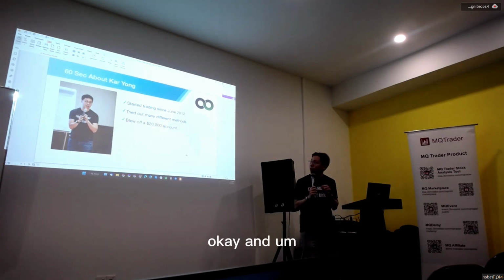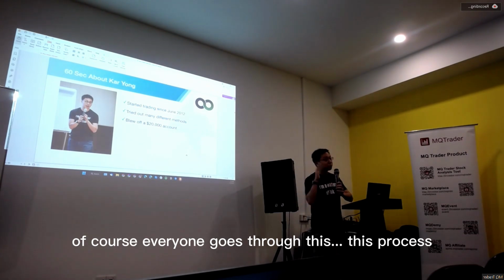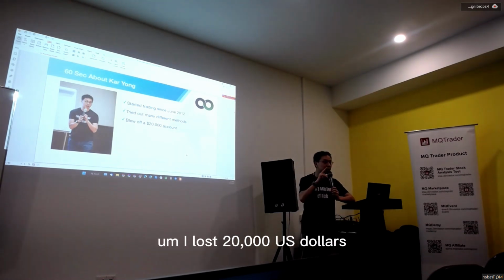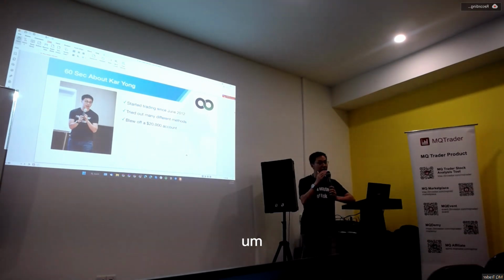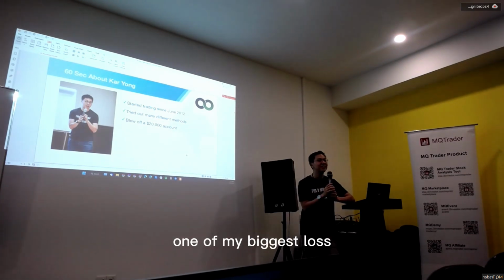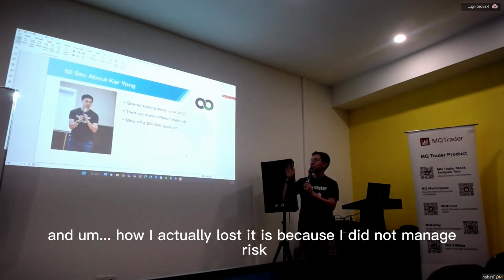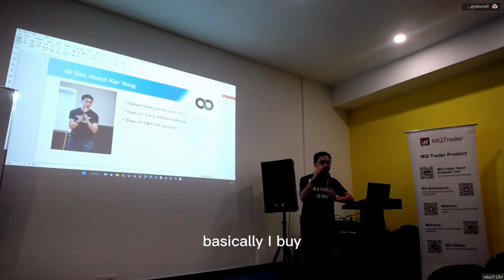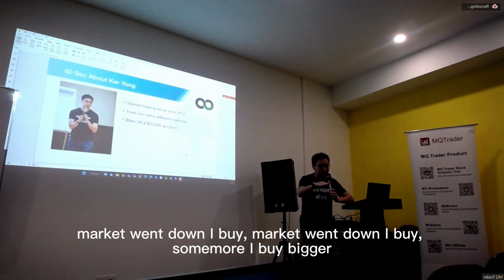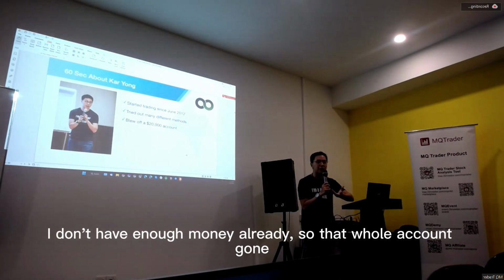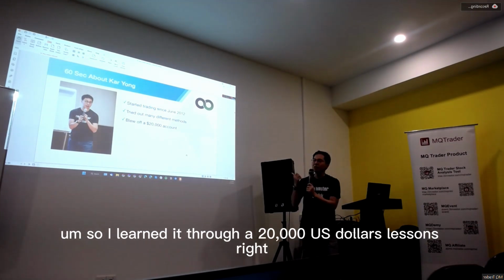Okay, and of course, everyone goes through this process. I lost $20,000 US in one of my biggest losses. Okay, and how I actually lost it is because I did not manage risk. Basically I bought, the market went down, I bought, the market went down, I bought some more, I bought bigger. Then at one point in time, I didn't have enough money already, so that whole account was gone. Okay, so I learned it through a $20,000 lesson, right?